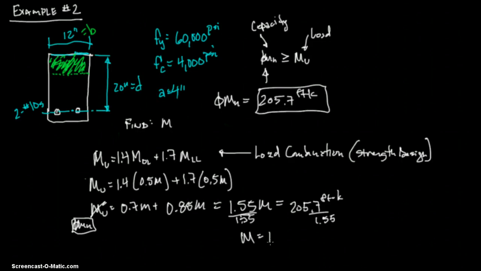132.7, and that's in foot-kips. All right, let's check that and see if it's right. 132.74 foot-kips. We have 132.7 foot-kips. And I hope that makes sense.